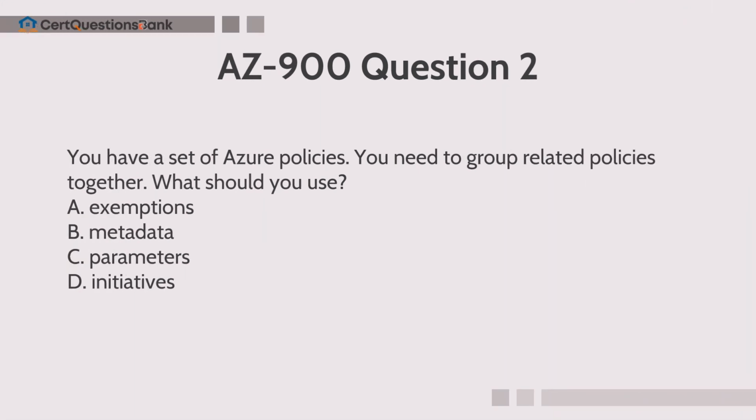You have a set of Azure policies. You need to group related policies together. What should you use? A. Exemptions. B. Metadata. C. Parameters. D. Initiatives.